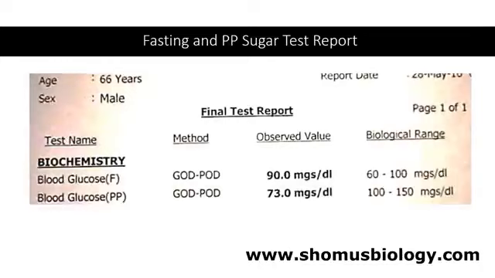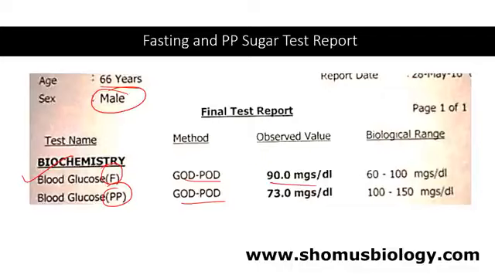So in this case the test report is shown here, not mine, this report is for some other person, a male of 66 years age, and you can clearly see the test for blood glucose, F means fasting, PP means after food, and the GOD-POD method is used, the old age method. The observed value for the blood glucose in the fasting is 90 milligram per deciliter. The biological range or the normal value is 60 to 100 milligram per deciliter in the fasting. Less than 100 must be there for fasting, and for this person it is 90 milligram per deciliter. That means it's also normal, no problem.